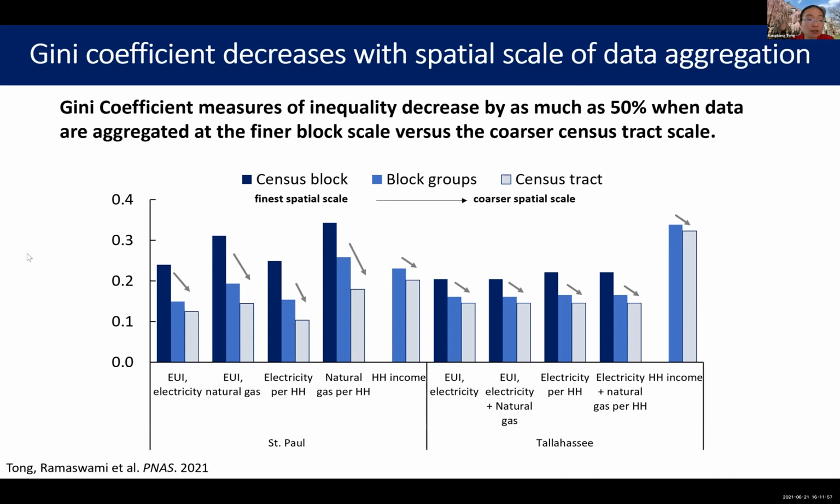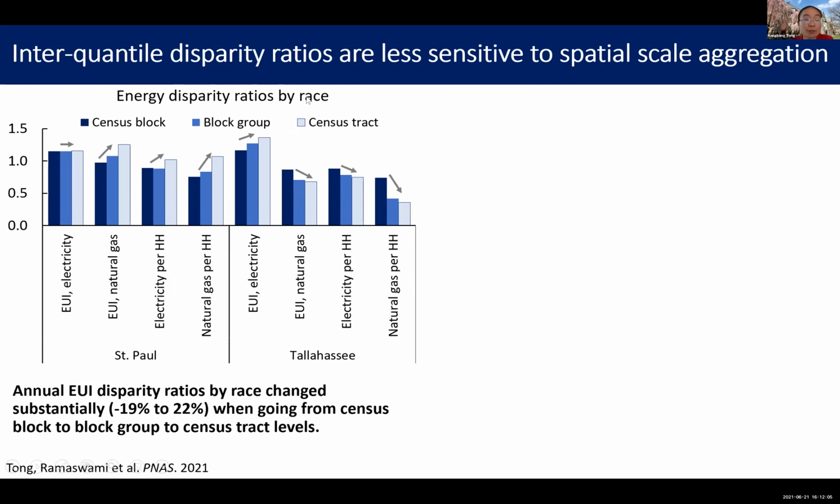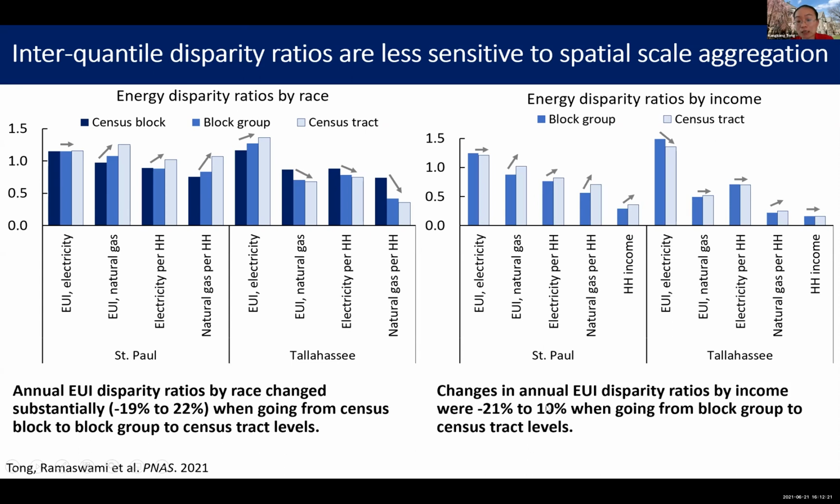And the interquantile disparity ratios are less sensitive to spatial scale aggregation. And here the energy disparity ratio by race ranges from -19 to 22, still quite a lot in terms of aggregation, but the change is not in one direction. And then the disparity ratio by income is -20 to 10 when we aggregate from block group to census tract level.